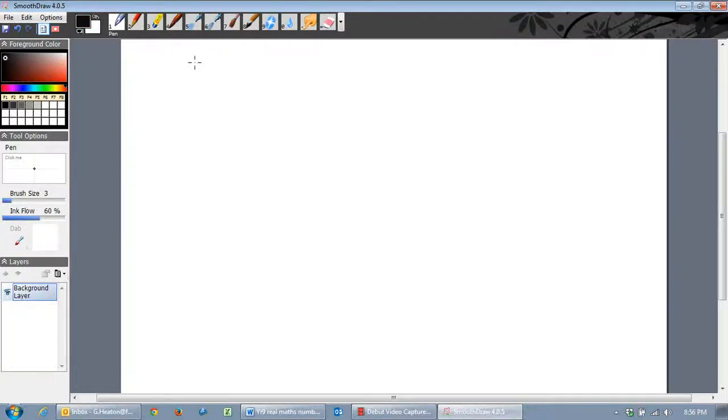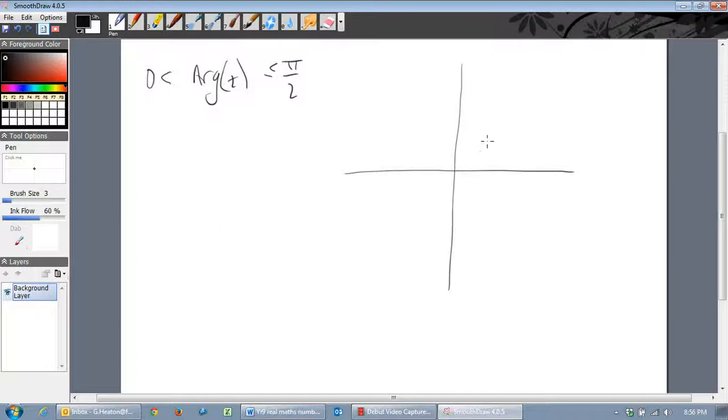Just another example of an argument, what does this look like? The argument of z is between 0 and pi on 2. Again, dodgy diagram. So pi on 2 is out here, 0 is here, and it doesn't include 0, so it's not going to include this line here, but it is going to include this line. I'll do it in different colours so you can see. So it's going to include this line, but it's not going to include that line.